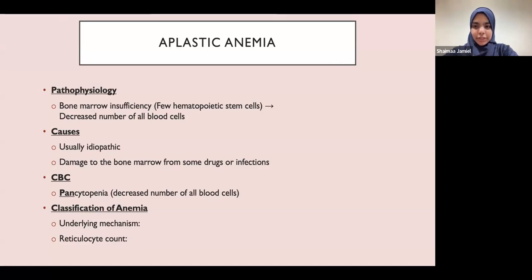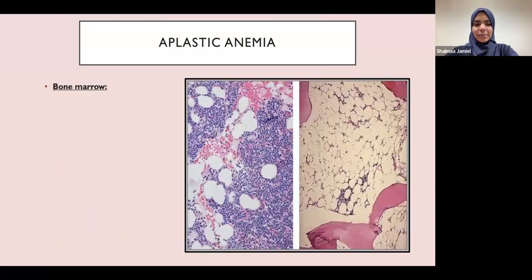Hypo? Everyone agrees? Yes? Okay. So yes, it is hypoproliferative. Reticulocyte count, will it be low or high? Low. Okay. So, very important test.